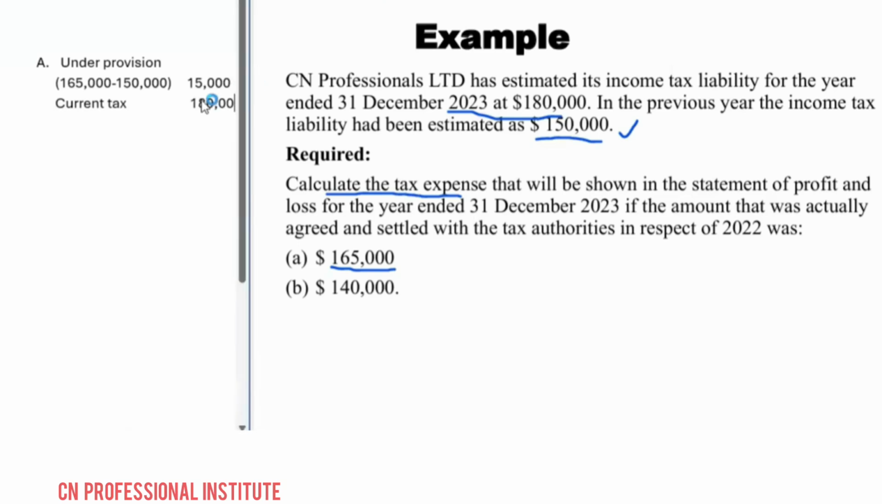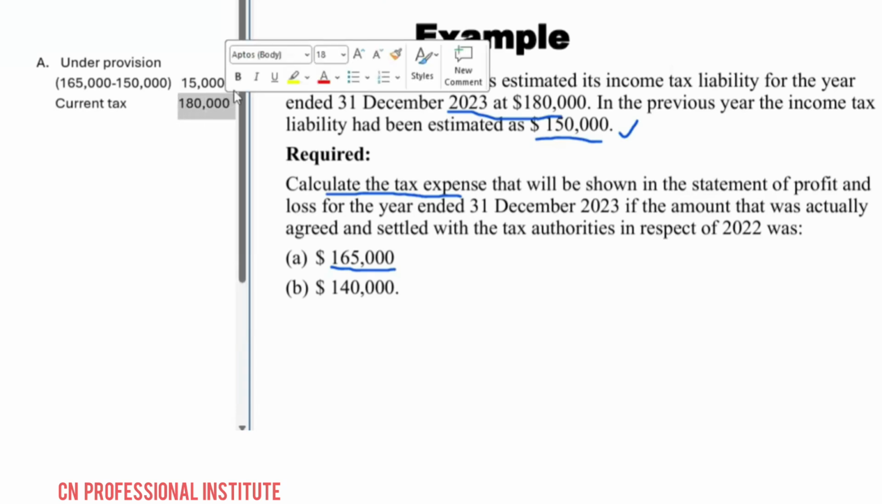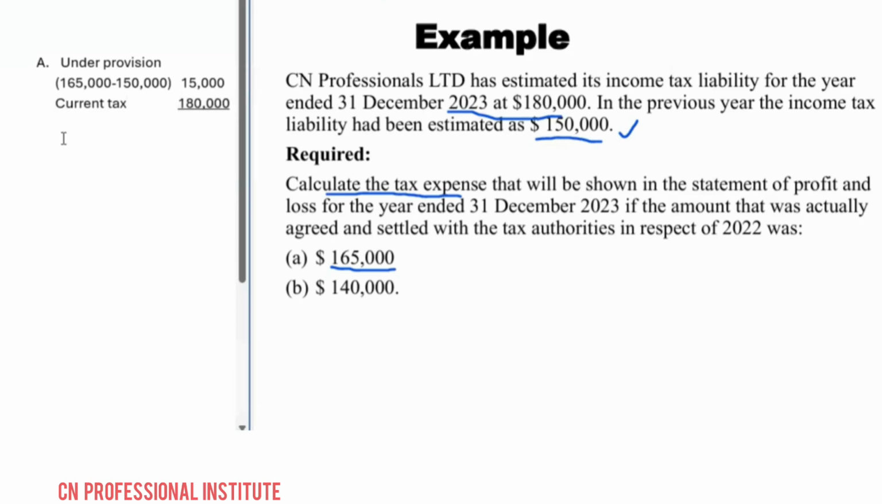180,000. Okay, so that's it. You just have to add your underestimation, or the underestimated amount, to the current tax, because we said previously if you have underestimated your tax expense when it comes to this year, you should increase your income tax expense. If you were to be over provision, we would have deducted.